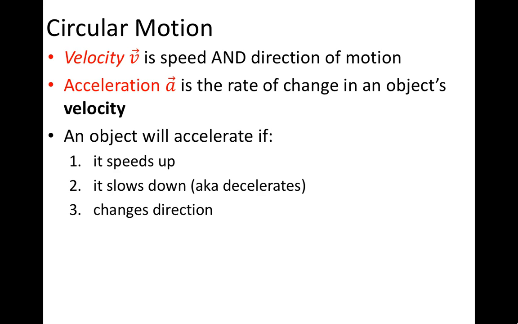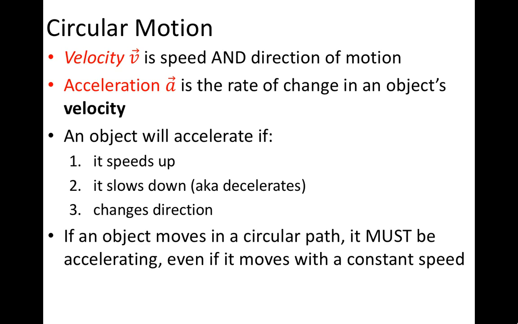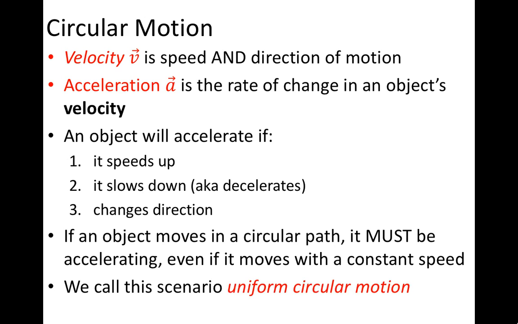And so there are three ways for an object to accelerate. It can speed up, it can slow down, or it can change direction. Up until now, we've been focusing on speeding up and slowing down objects, but we have not discussed what happens if the speed is constant, but the direction changes. And that's what's going on if an object moves in a circular path. Its direction is changing, and so it must be accelerating even if it's moving with a constant speed. And the scenario in which an object moves in a circle at a constant speed will be referred to as uniform circular motion. That word uniform refers to the speed being constant.